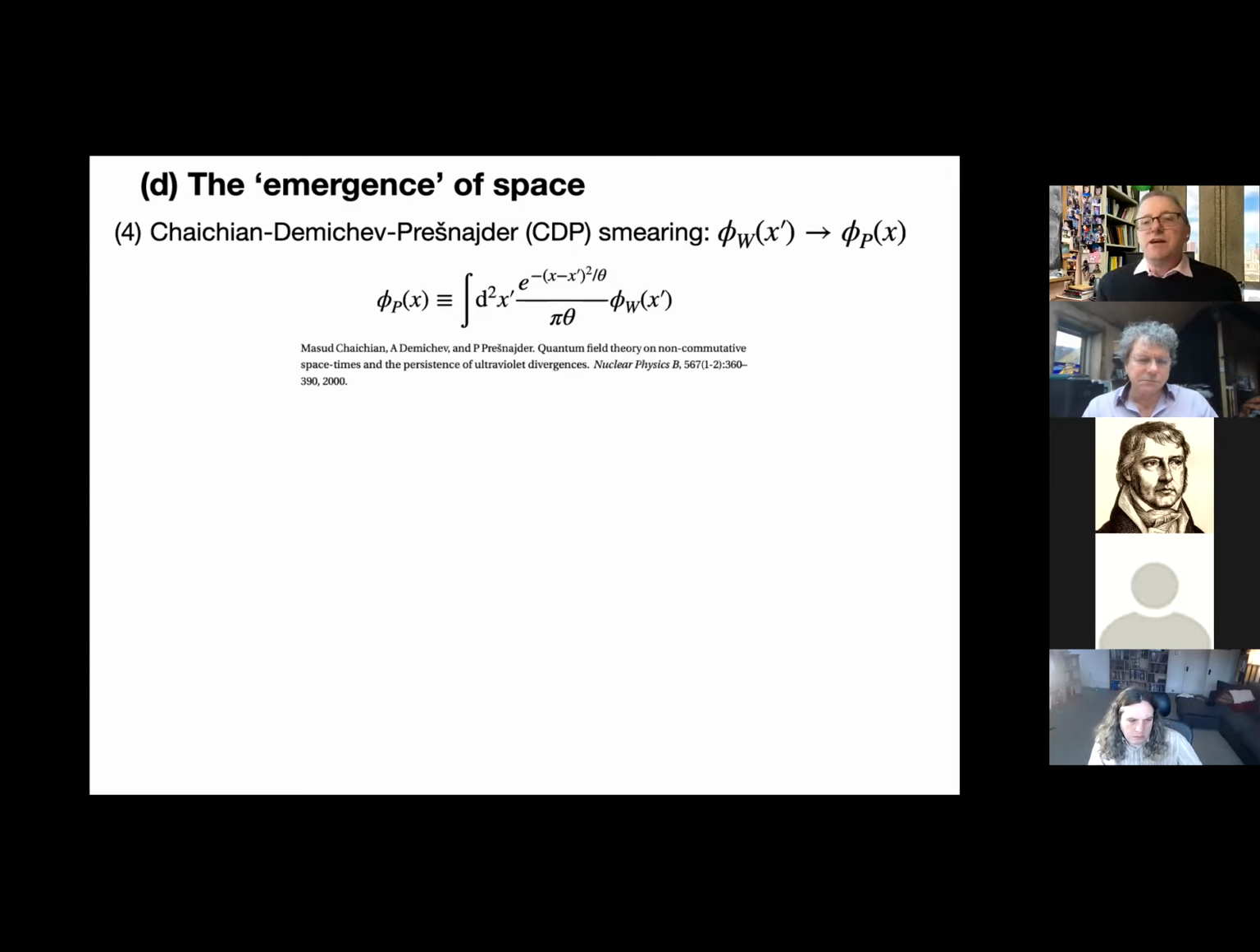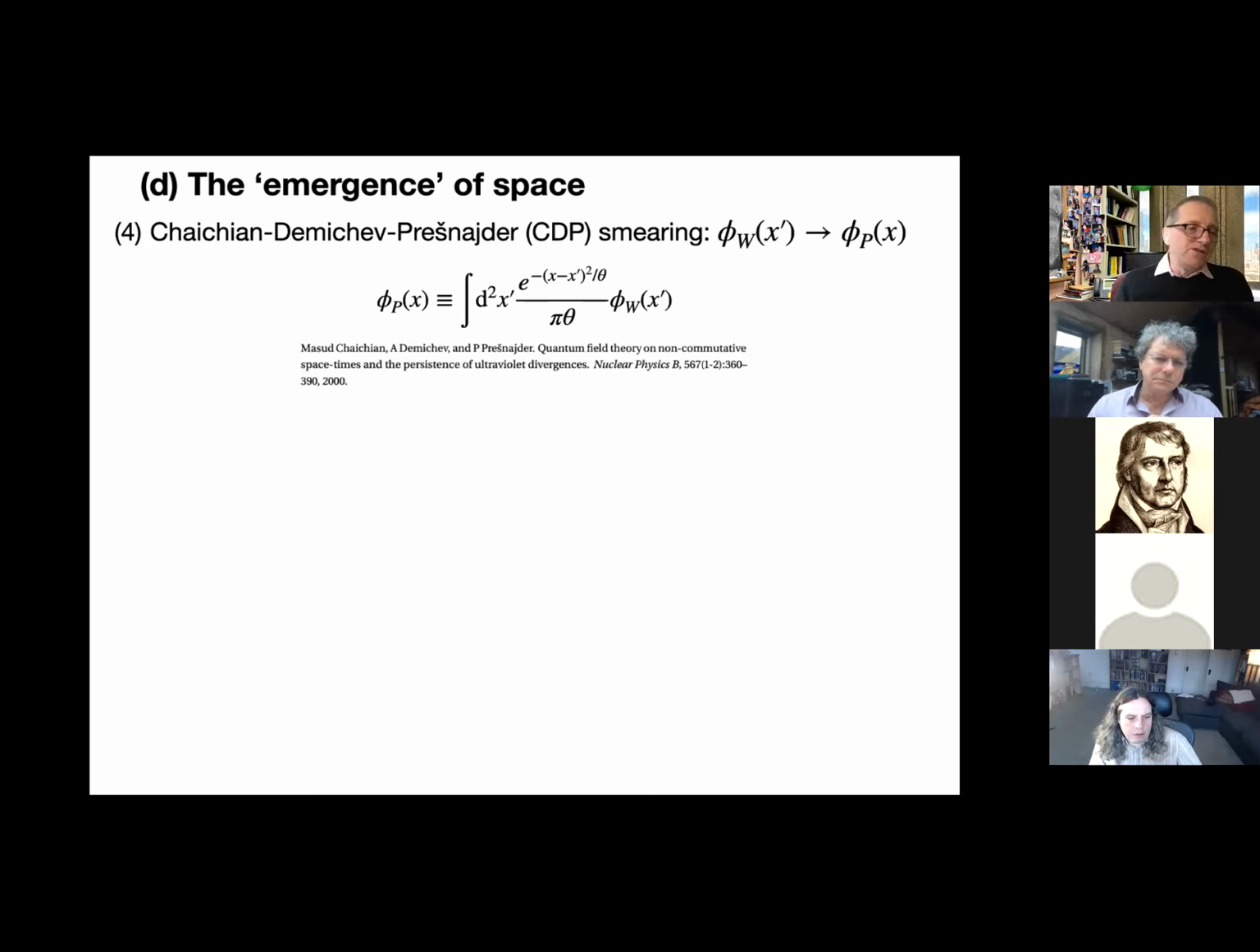It says, give me a Weyl function. I'm going to define a new function, phi p. If I want to know the value of phi p at x, I'm basically going to smear the Weyl field around x. I'm going to use a Gaussian. So phi p at x contains information about the value of the Weyl field smeared all around the region x. There's a motivation for taking this that you can ask me about.